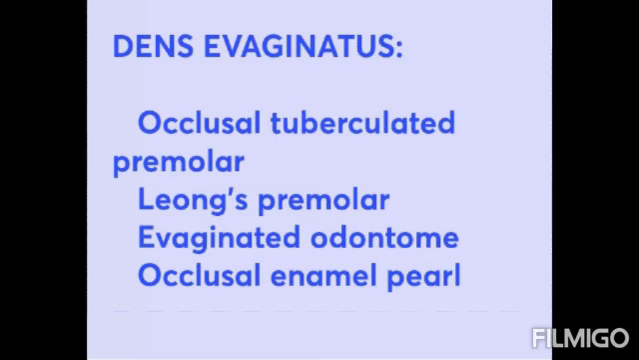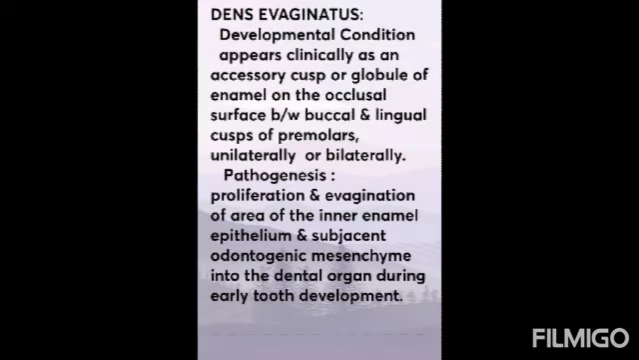Next, moving on to dens evaginatus. The other names for dens evaginatus are occlusal tuberculated premolar, Leong's premolar, evaginated odontome, occlusal enamel pearl. So what is dens evaginatus? It is a developmental condition and it appears clinically as an accessory cusp or globule of enamel on the occlusal surface between the buccal and lingual cusp of the premolar.